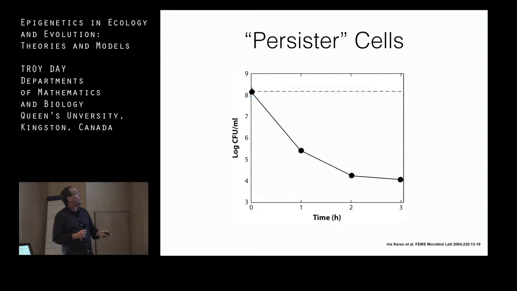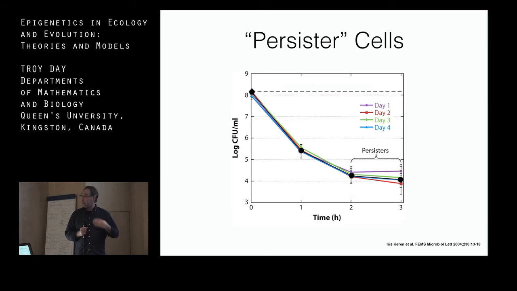And what he found instead was, if you do this repeatedly, day after day, you regenerate the very same sort of pattern, where I take the persister cells that are left at the end, and then I apply the antibiotic again, and you see exactly the same sensitivity, but there's always some that remain. And so he argued that because of the time scale of this, it must be some kind of phenotypic resistance rather than a genetically determined resistance.